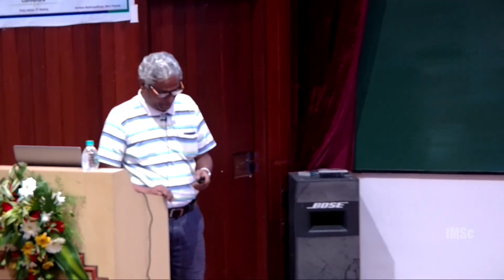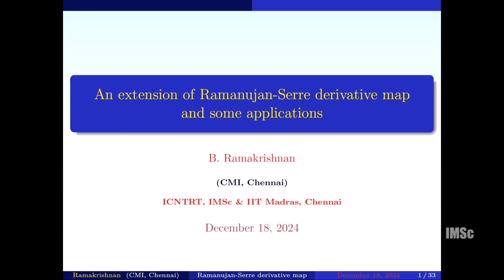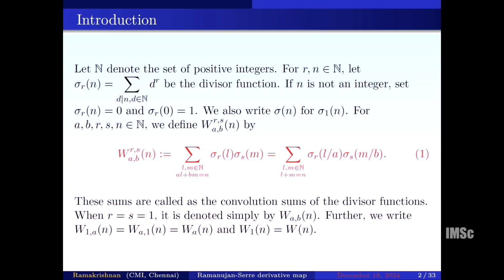This is about some extension of the Ramanujan-Serre derivative map in the theory of modular forms. So, let me fix the notation now. N is the set of positive integers, and for r and n natural numbers, let sigma_r(n) be the divisor function. If n is not an integer, then sigma_r(n) is 0, and sigma_r(0) is 1. These are all standard notation. We also write sigma(n) for sigma_1(n).